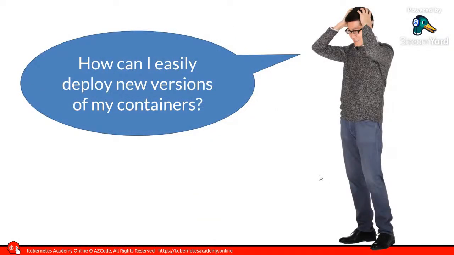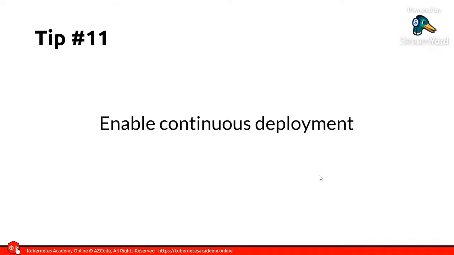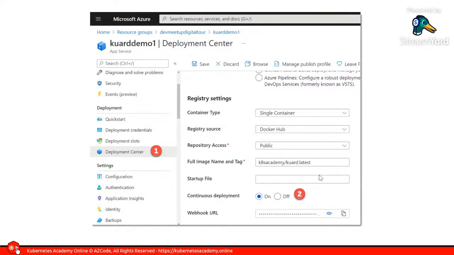Okay. How can I easily deploy a new version of my containers? Well, tip number 11, you can enable continuous deployment. In the deployment center section, there's a switch that you can turn on, allowing continuous deployment. By default, it's off. You can turn that on.